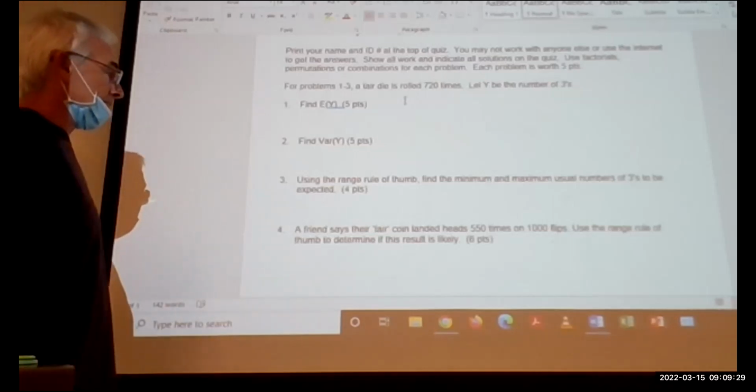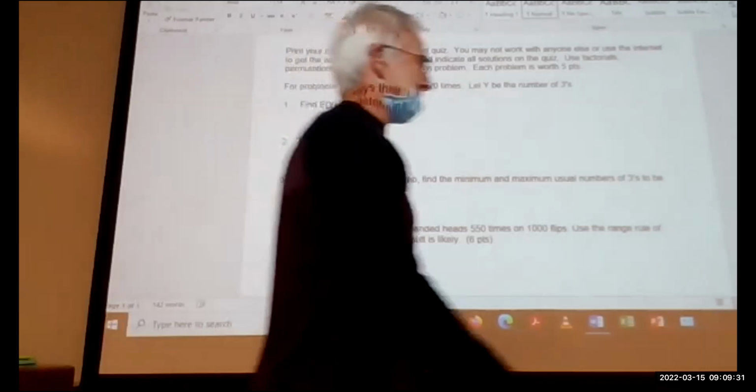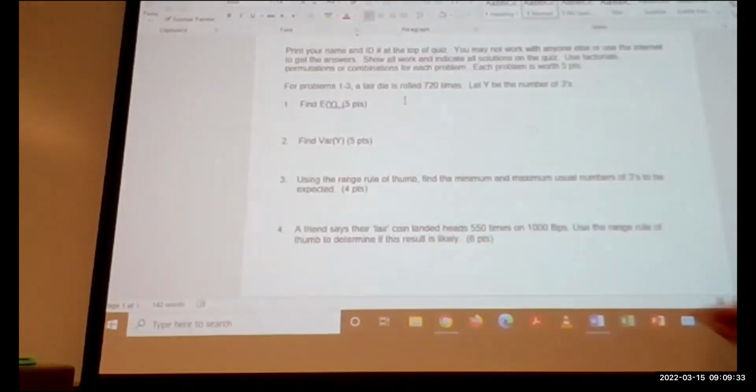Okay. Now, the last one, I like this one. Did anybody do this one? Do you believe your friend? Your friend said they got 550 tails. And you said that 1,000 coin flips, 550 tails? That doesn't seem outrageous. According to the range rule of thumb, is 550 reasonable, or is that outside the range? It's outside the range. Ooh, it's just a bit too extreme for a fair coin.